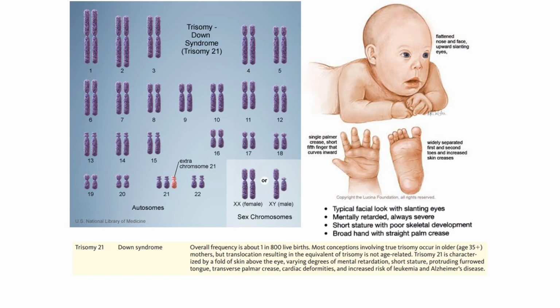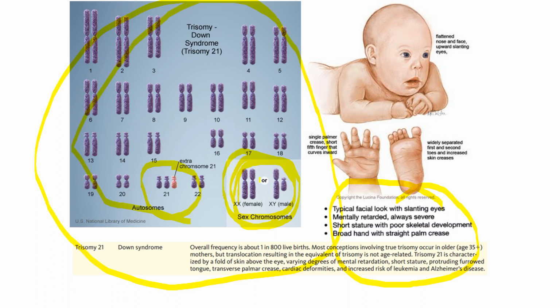Okay, this is trisomy 21. Look at chromosome 21, an extra chromosome here. This trisomy 21 is also known as Down syndrome, and these are their characteristics. Down syndrome, Patau syndrome, as well as Edwards syndrome can occur in males or females, because these only involve aneuploidy in their autosomes. They don't involve their sex chromosomes.